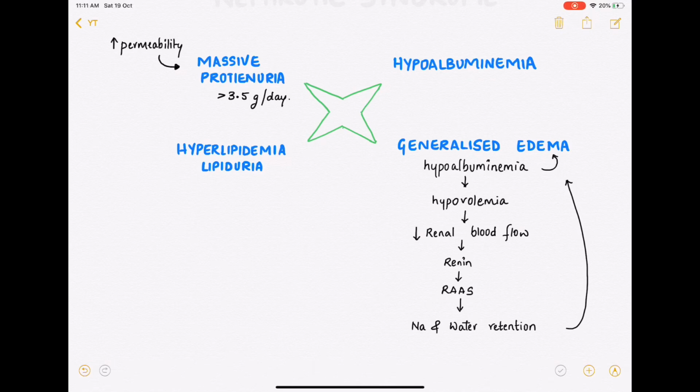Well, the genesis of hyperlipidemia is not very direct. It could be understood that hypoalbuminemia somewhere stimulates the lipoprotein synthesis. There could also be a mechanism that due to massive proteinuria, there could be loss of the inhibitory proteins. And there could also be impairment of the peripheral breakdown of lipoproteins. Now, all these factors contribute to hyperlipidemia. Now that there is increased permeability at the glomerulus, this lipid may leak out into the urine, leading to lipiduria.